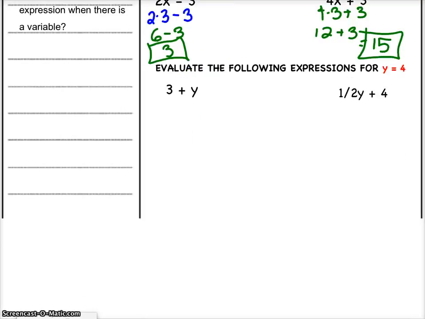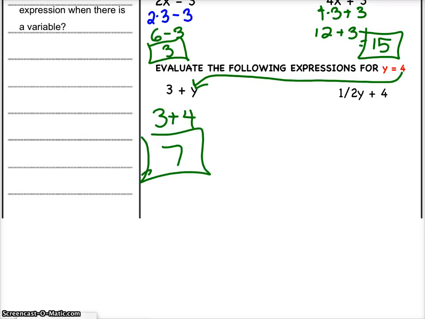Okay, evaluate for y equals 4. I'm going to put a 4 right there. Oh, this is a hard one. Can you do it? 3 plus 4? 7. How did our brains allow us to do that one? Whew, that was a challenge.